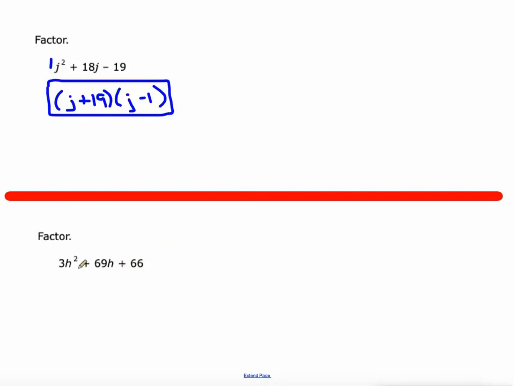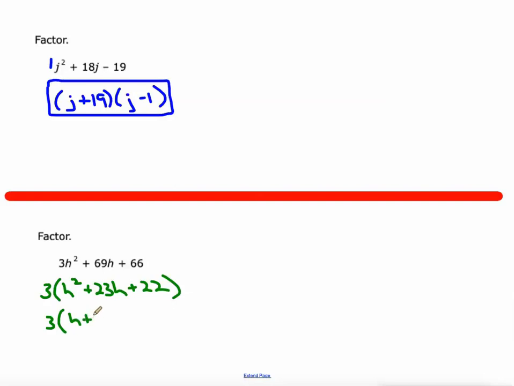Lead coefficient isn't 1 on the second example, but all 3 terms are divisible by 3. So that's where I'm going to start. Take it, factoring out a monomial of 3. H squared plus 23h plus 22 on the inside of the parentheses. Now that trinomial does have a lead coefficient of 1, so we can look for factors of 22 that add up to 23. Again, pretty simple at this point.